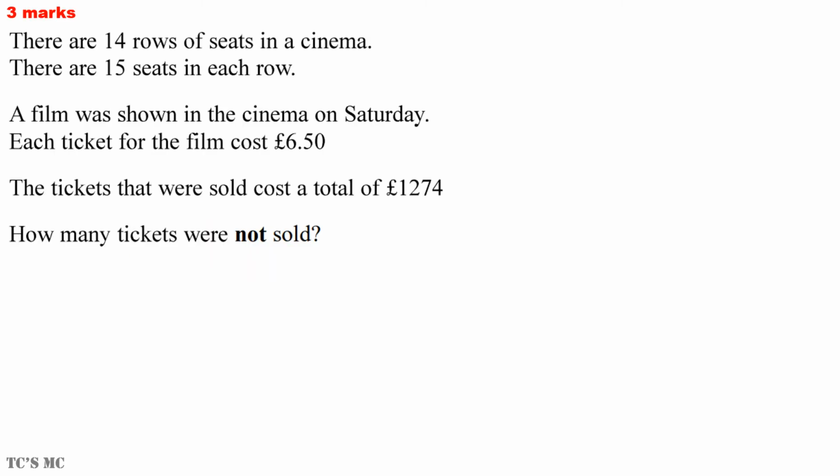There are 14 rows of seats in a cinema. There are 15 seats in each row. A film was shown in the cinema on Saturday. Each ticket for the film cost £6.50. The tickets that were sold cost a total of £1,274. How many tickets were not sold? If every seat was full, then that means all the tickets would have been sold.